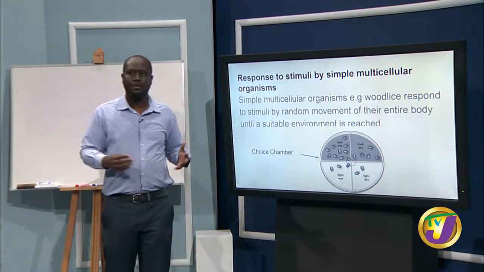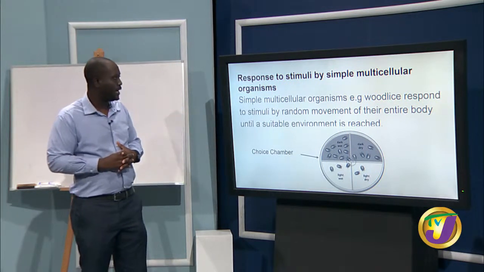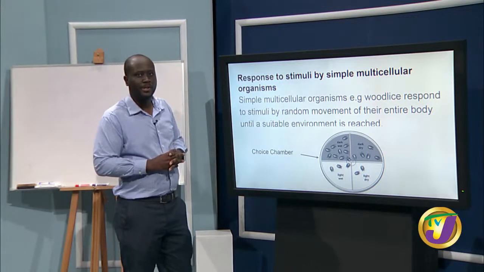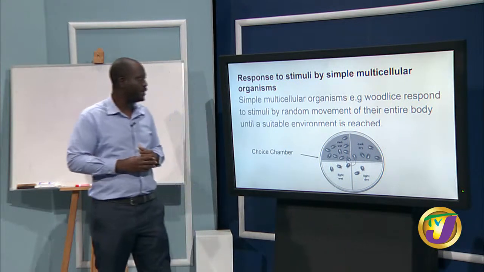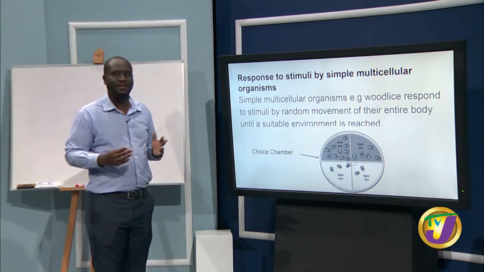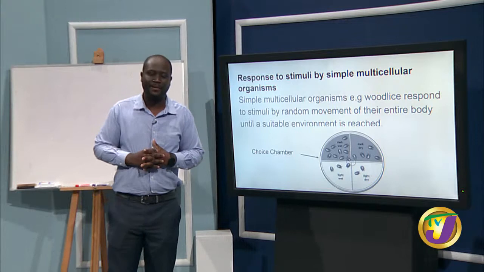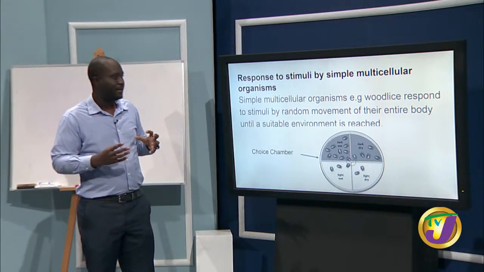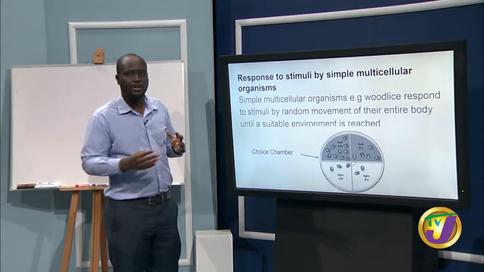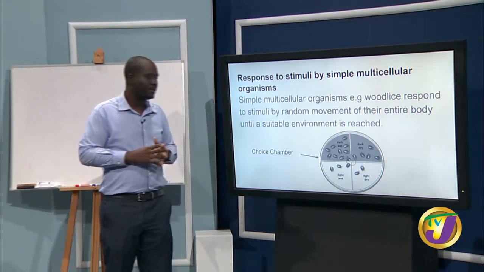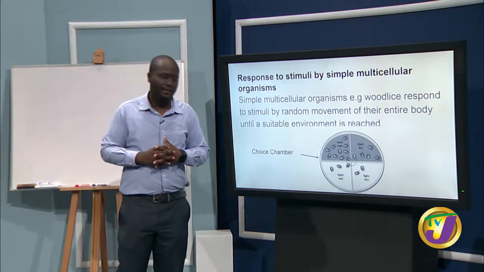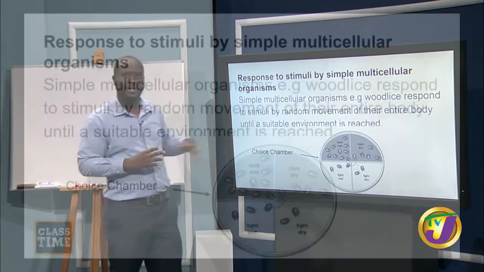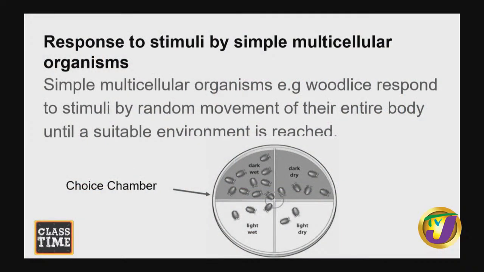And then for invertebrates, like the wood lice, they respond to stimulus by moving in a random fashion until they find a suitable environment. Right, so there's no real direction to their response. They're just agitated, moving about rapidly until they find a suitable environment. And this can be investigated using a choice chamber. As you can see here, a choice chamber is really a device that provides contrasting environmental conditions.